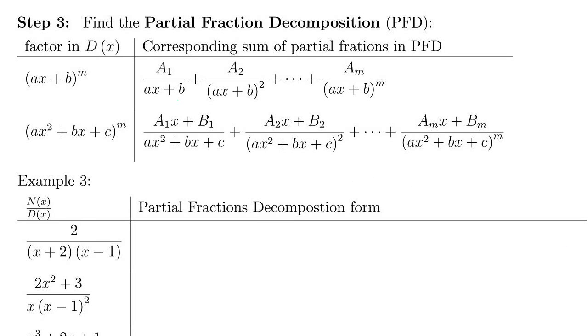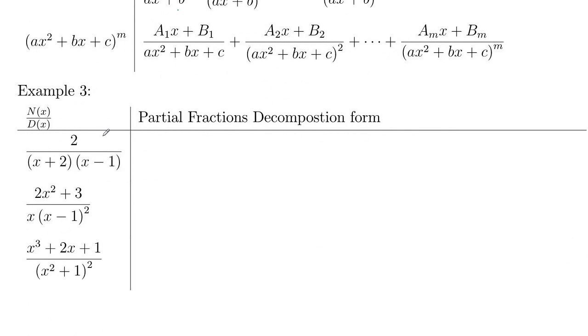So let me illustrate with some examples here. This will hopefully help. So here our denominator is already factored. We've got 2 linear factors. So we're going to have one term that comes from x plus 2 to the first, and another term that comes from x minus 1 to the first. And we're going to have constants in the numerator. So if it's squared, you've got a linear in the numerator. If it's a linear in the denominator, you just have a constant in the numerator. So I'll call these constants a and b instead of using the subscript notation.